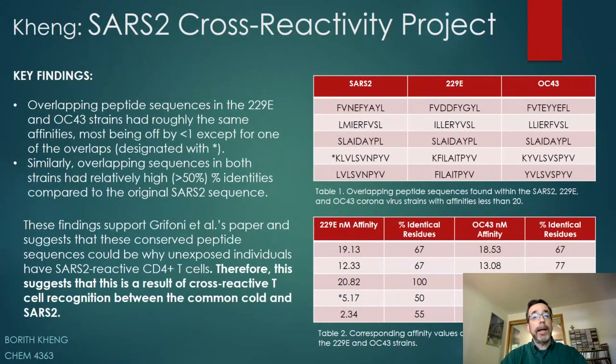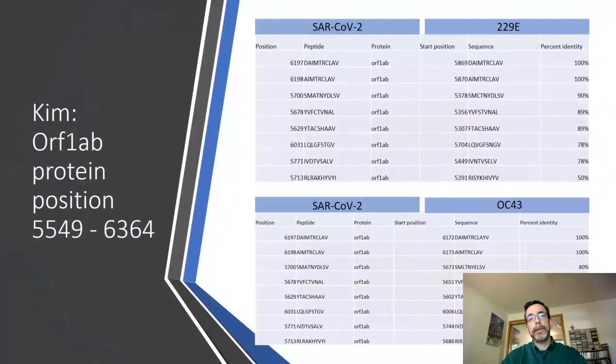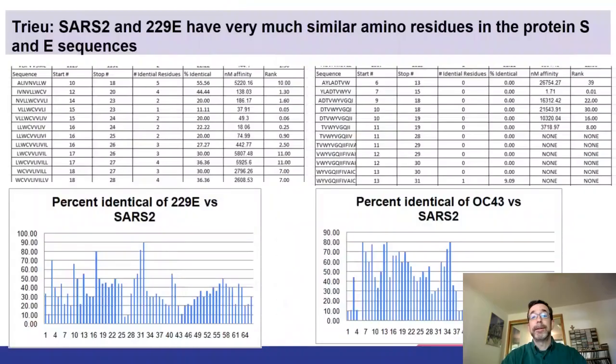Here's from Borith King, and he found a lot of similar sequences as well. You can see there's a lot of those sequences, the letters are the same, and we can even find places in the literature where those letters activate T cells. Caroline Kim made this. She found a lot of letters the same as well. And this is Lam True. Lam found a lot of letters the same as well.